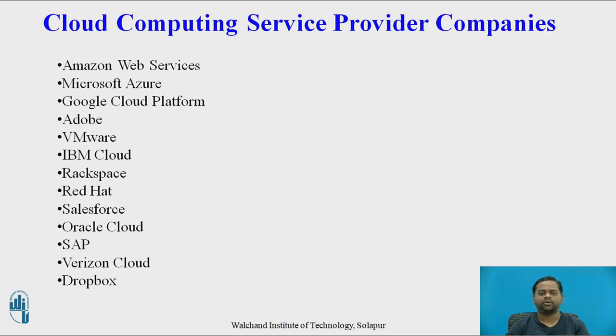And next, cloud computing service providers. So there are many organizations who are providing cloud computing services. The top 10 and next few more are here. Amazon Web Services is one of the biggest cloud computing service providers. Next, Microsoft Azure, Google Cloud Platform, next Adobe, VMware, IBM Cloud, Rackspace, Red Hat, Salesforce, Oracle Cloud, SAP, Verizon Cloud, Dropbox. So these are some top organizations which are providing cloud computing services.